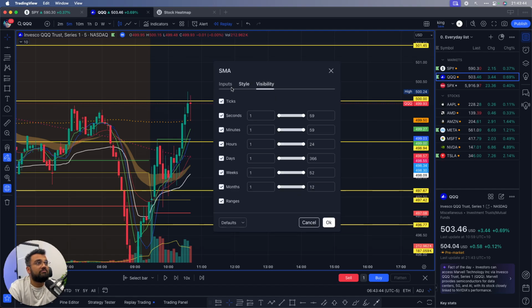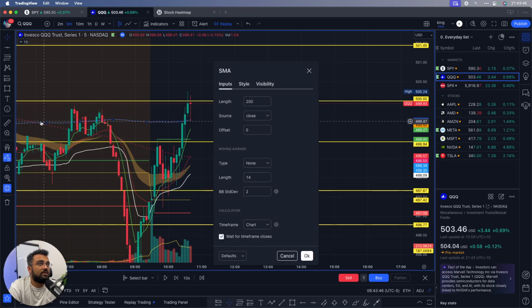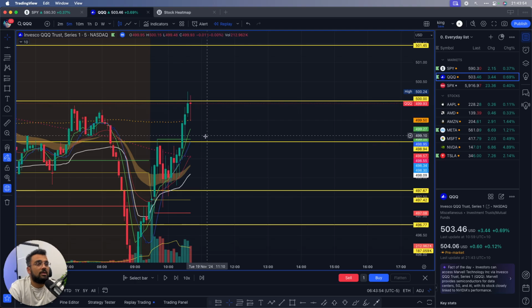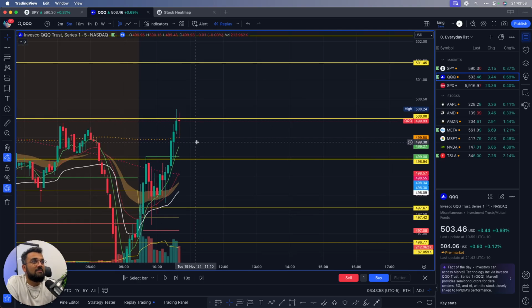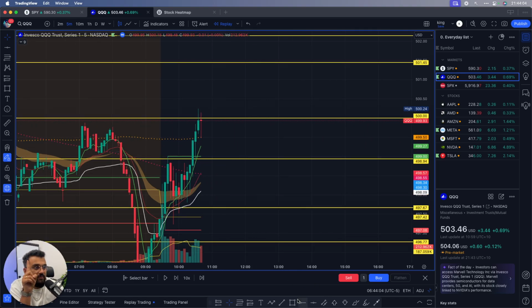Keep everything the same. You see this? Pretty much the same. But because I already have it, I'm going to delete this. Okay, now that's the 200 moving average. It broke above the 200 moving average and is retesting. That's the first area of confluence. What's the first area of confluence for me right now?